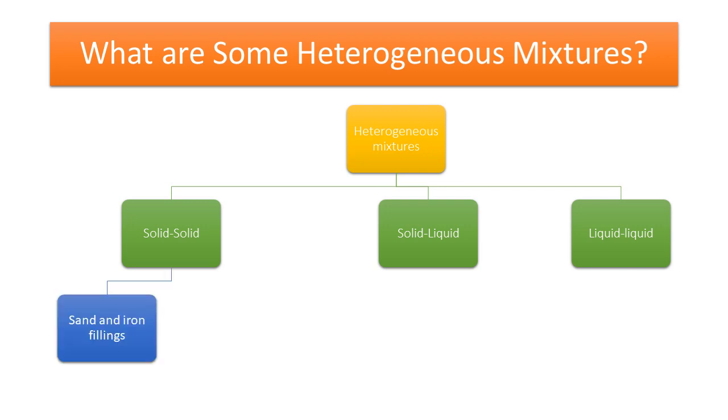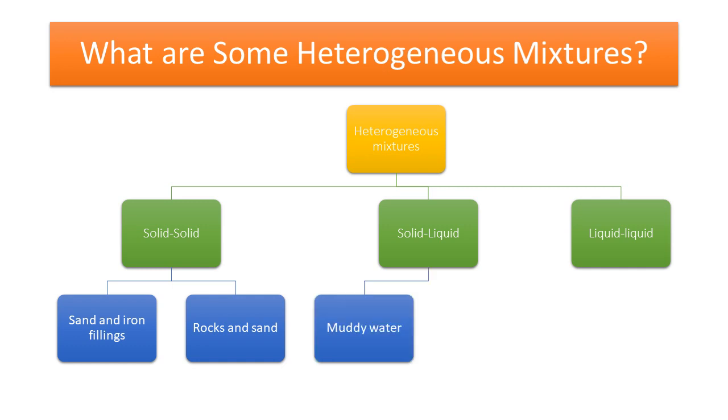Example for solid heterogeneous mixtures, we have sand and iron filings or iron powder, and we have rocks and sand. Both sand and iron filings are solid. Rocks and sand are also solids. And I'm going to talk about fruit salad also. It is a solid heterogeneous mixture.